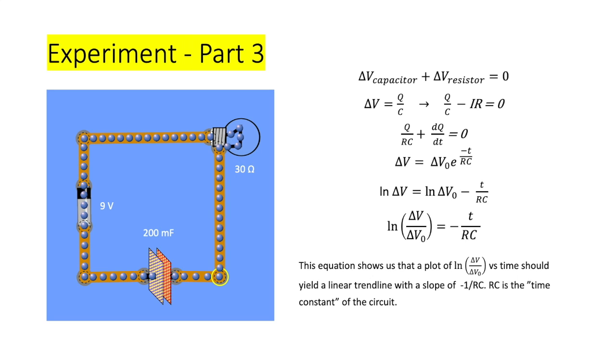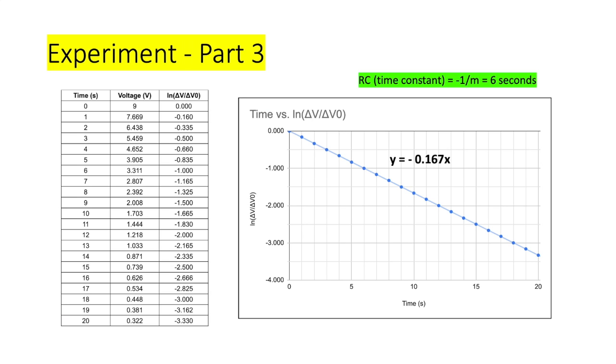RC is the time constant of the circuit, a measure of the time it takes for the voltage difference to drop to 1 over e of its original value. When we plot both sides of the equation against each other, the slope of the line is negative 1 over RC. Here you can see these two plotted against each other on the right. To produce this graph, I measured the voltage of the circuit for 20 seconds while it was discharging, collecting data in 1-second intervals. I then took the natural log of this voltage divided by 9, the initial voltage, to produce the data. Here the RC time constant is 6 seconds.